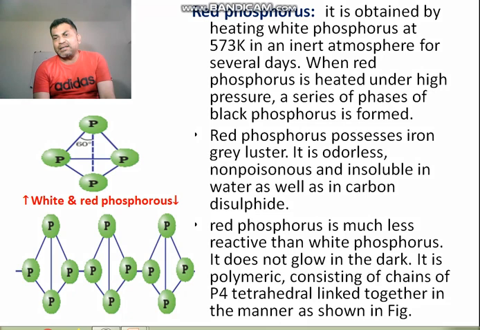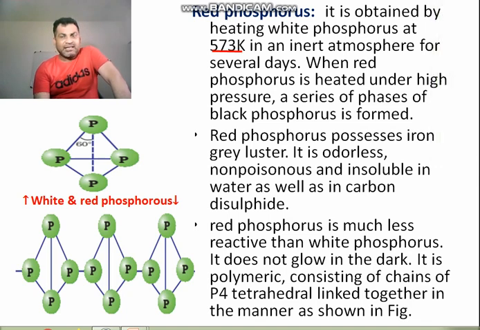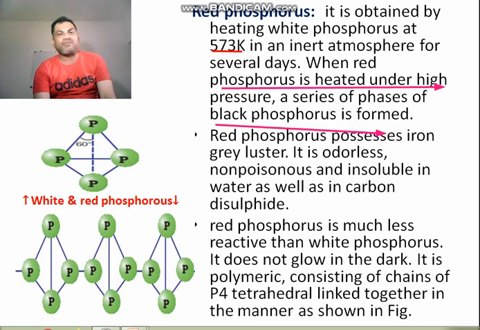So dear students, it is obtained by heating white phosphorus at 573 Kelvin temperature. Now remember this. You have to remember the temperature. The temperature is 573 Kelvin. That you have to remember, because this is an important thing for you. Okay, so I hope that you understand the phenomenon of white phosphorus, and when it is heated, it is converted into what? Red phosphorus.